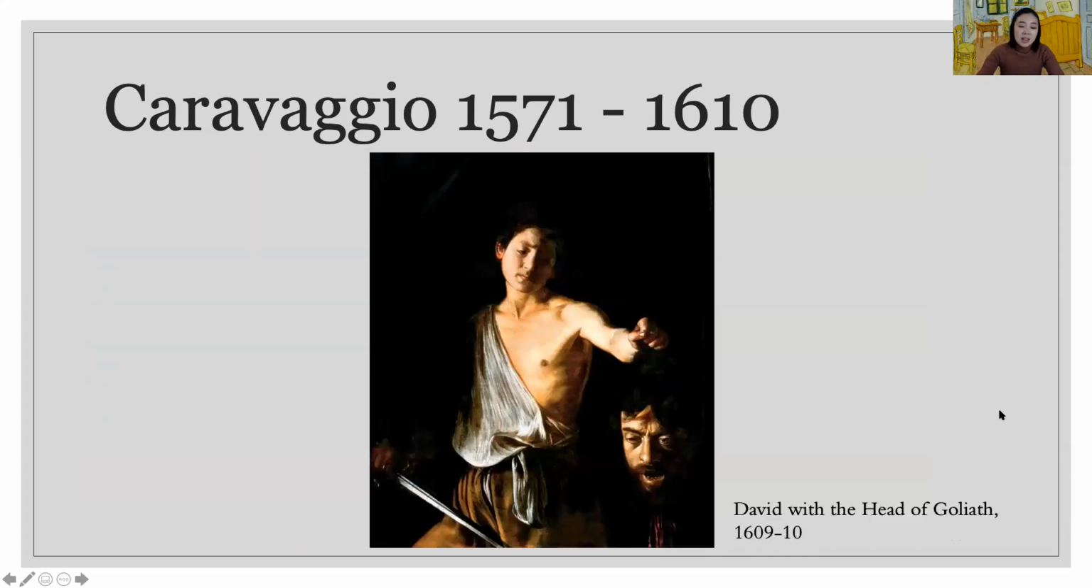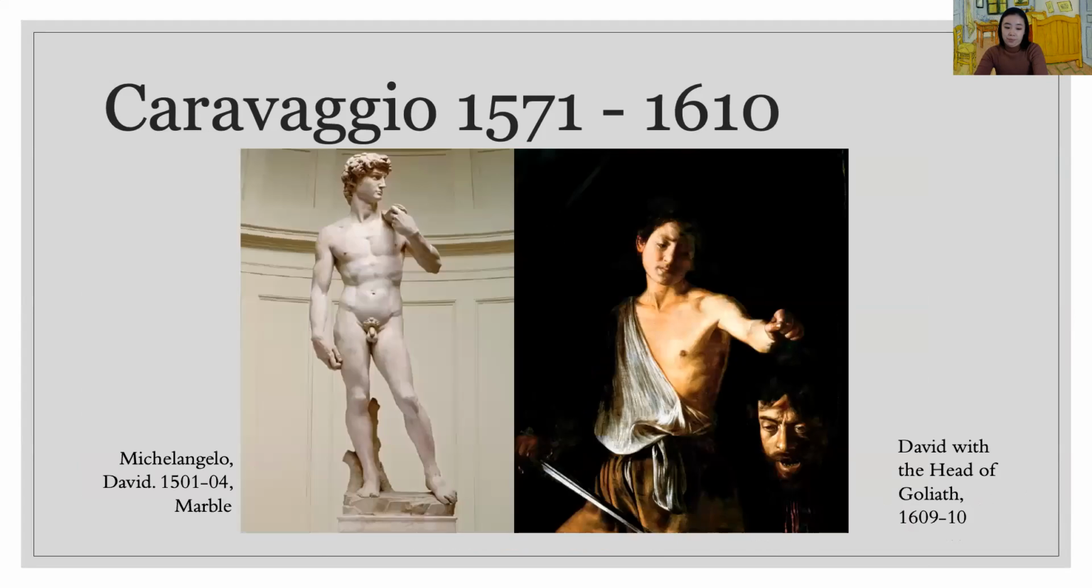And this is David with the head of Goliath by Caravaggio. And this same theme was made in a different era by Michelangelo. So even though Michelangelo and Caravaggio depicted the same David in their works of art, their Davids look totally different, right? Professor, I have a question.